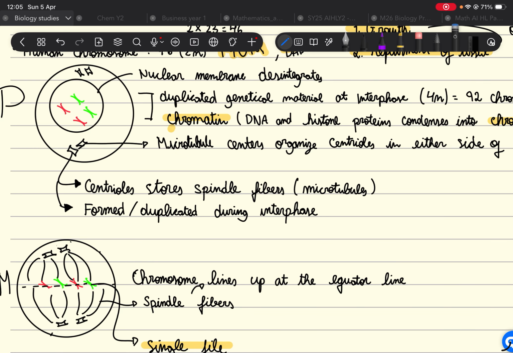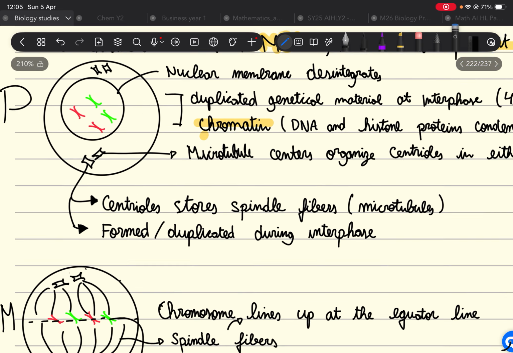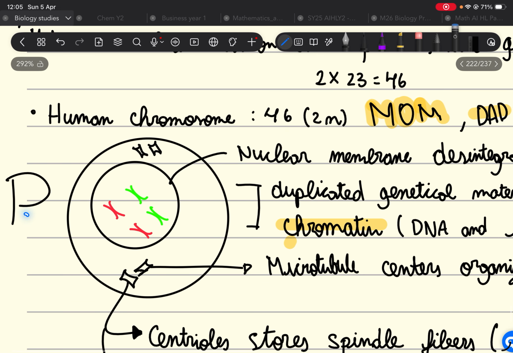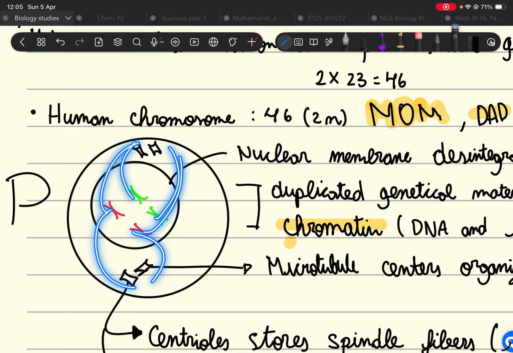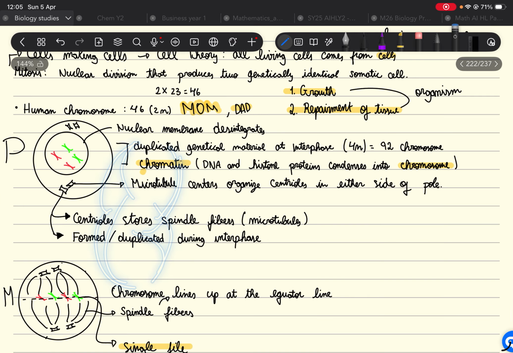Okay, so it's just a recap that the prophase is where you're going to pack everything in the middle, and this membrane here is going to disintegrate so the genetic material can move to each side.